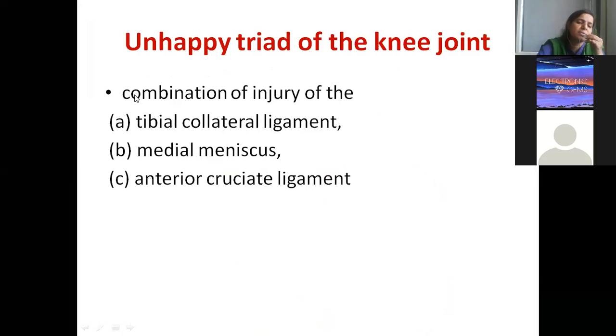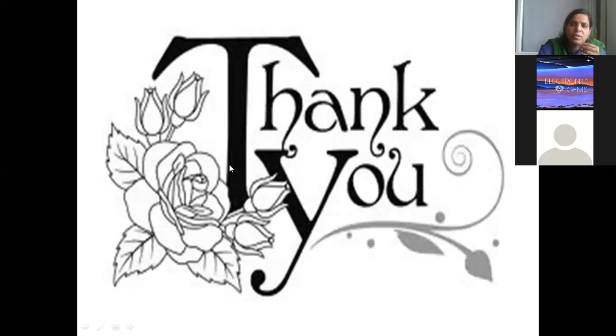And see, sometimes it may be asked for 3 marks: unhappy triad of knee joint. So three injuries are occurring. On the medial side, what do we have? Tibial collateral ligament, medial meniscus, and anterior cruciate ligament. So that is what is called the unhappy triad of knee joint. Okay, hope you understood. It's a very, very important topic.